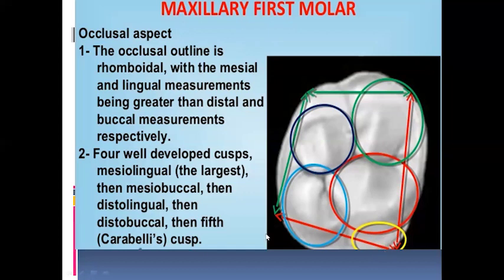Four well-developed cusps are present. Mesiolingual is the largest cusp. Mesiobuccal is the second largest cusp. Third is the distobuccal cusp, fourth is the distolingual cusp, and fifth is the cusp of Carabelli.